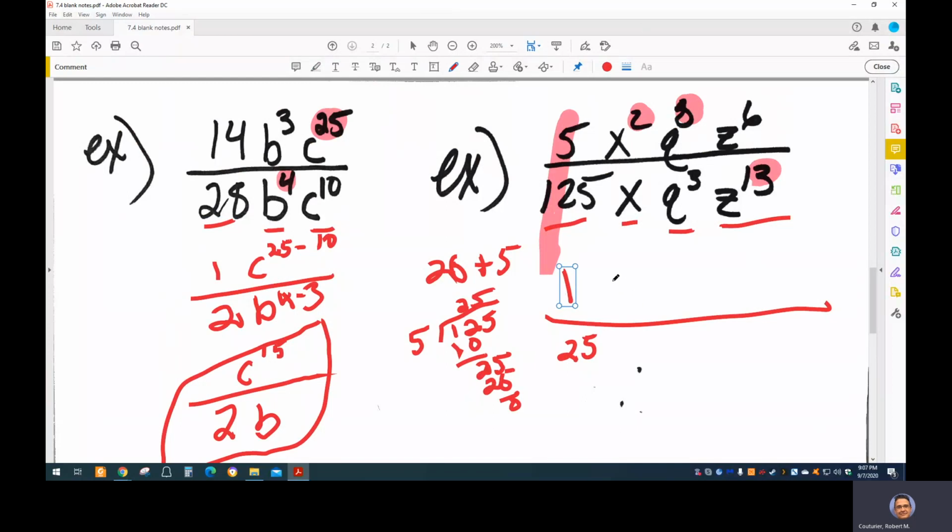Now we're going to deal with the x's. They're upstairs. So we have 2 minus that invisible 1. The q's are upstairs. So we have an 8 minus 3. The z's are going to be downstairs in the denominator. So we have a 13 minus 6.